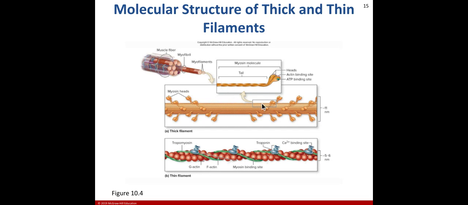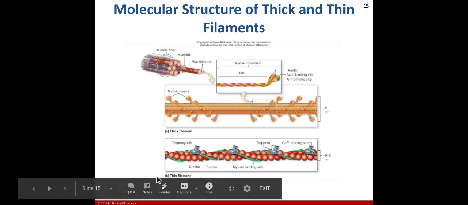If we were to look at this larger, we would see that the myosin heads point towards the end of the filament. And then in our thin filament, we've got tropomyosin and troponin. We can see that this is a little calcium binding site, and we also have this myosin binding site. So these little head structures can bind.